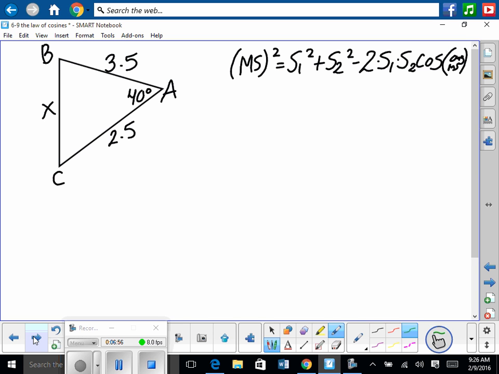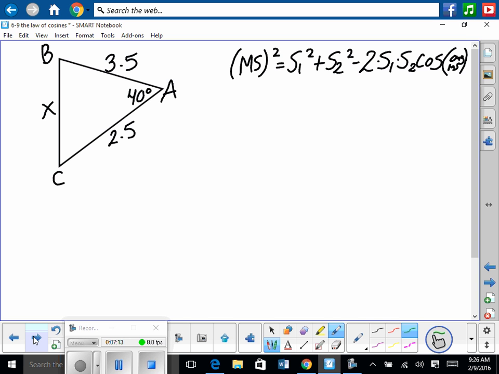So look with me. We have this triangle, triangle ABC. We're given 2 sides and an angle. Now that angle is across from the missing side, so we cannot use the law of sines, so we will use the law of cosines. So does everybody see why I'm using the law of cosines? Okay, now let's just set this up.